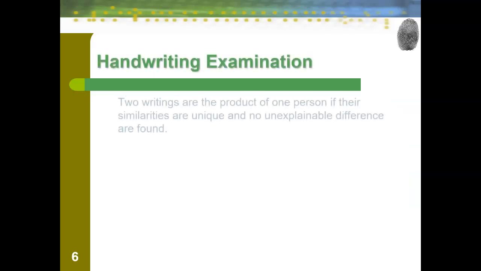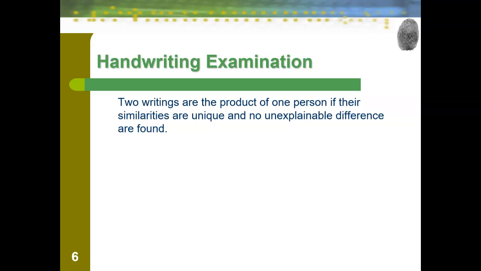Now, when it comes to a handwriting examination, two writings are the product of one person if their similarities are unique and no unexplainable differences are found. So by similarities are unique, we mean that the things that we find in common between these two samples are outside what the normal conventions of writing are. Someone having absolutely perfect, just like you learned in elementary school, handwriting is not what we're talking about. We're talking about little unique features that someone does that makes their writing different.